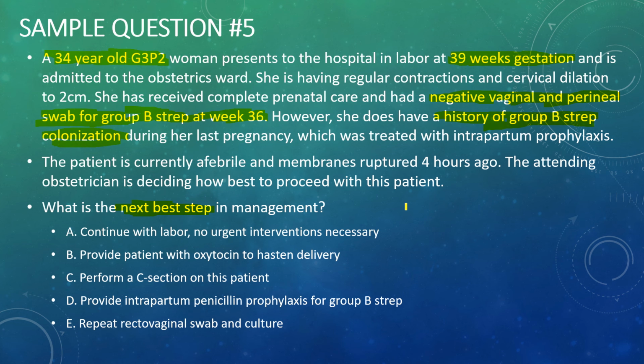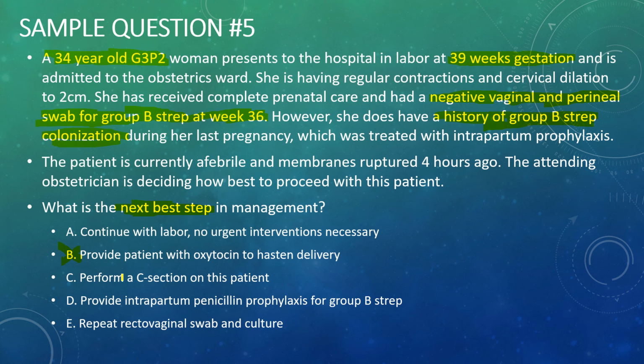So, we talked about a couple slides ago what the indications are for Group B strep intrapartum prophylaxis. Are any of these met? Let's find out. So continue with labor, no urgent interventions necessary. If none of the criteria are met, then we can go ahead with A. Let's hold on to that. Do we need to give oxytocin? No, it's still very early. She's not in any halting of labor or having decreased contractions. So you don't need to give oxytocin yet. It's way too early to enhance the labor and hasten the delivery.